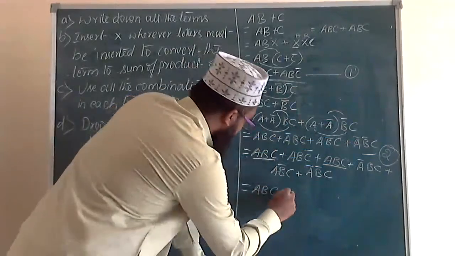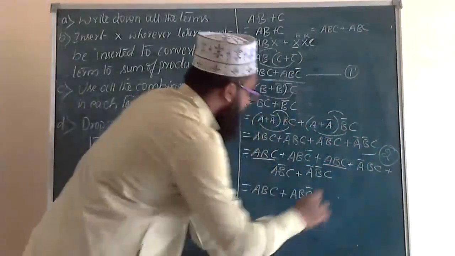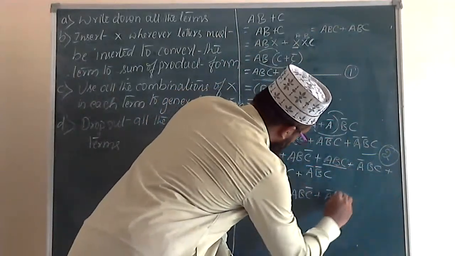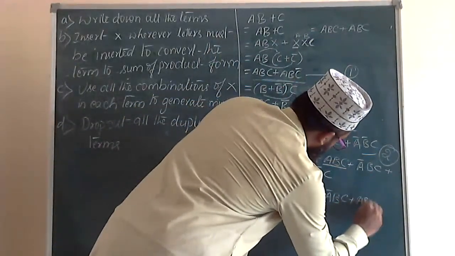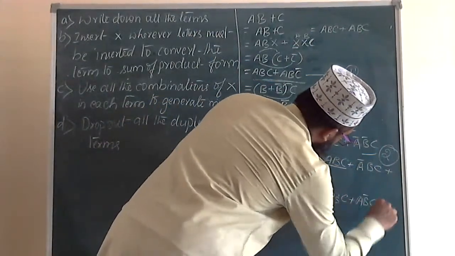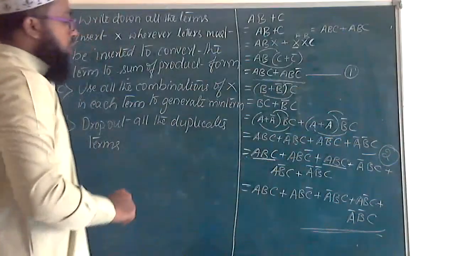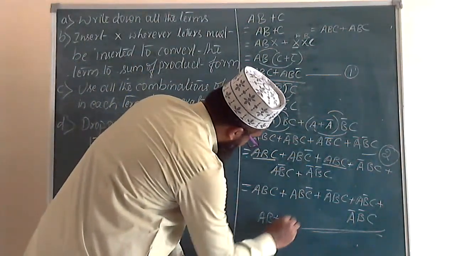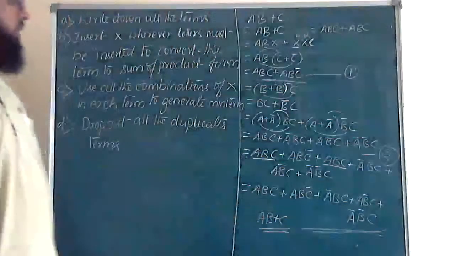ABC plus ABC bar plus, leave this one because this is a duplicate, A bar BC plus AB bar C plus A bar B bar C plus A bar B bar C. So this is the min term of A B plus C.